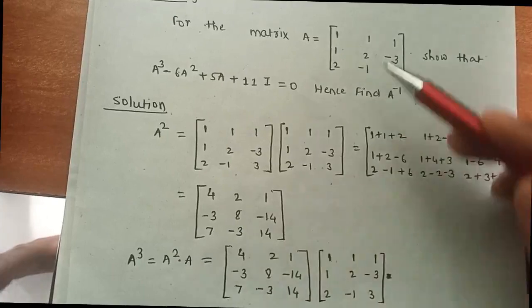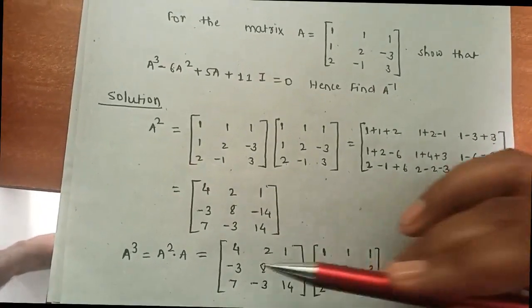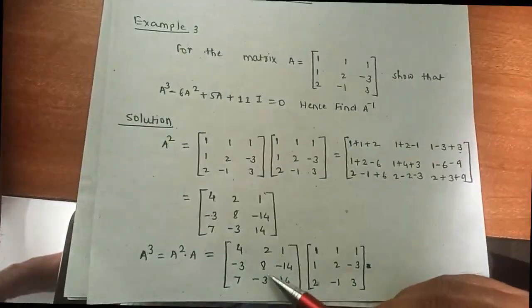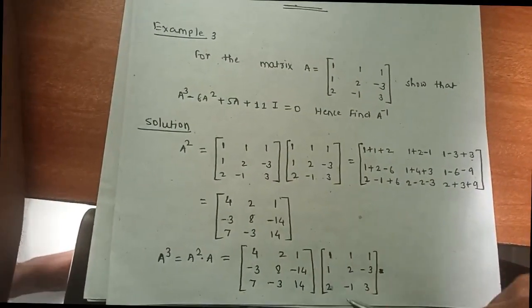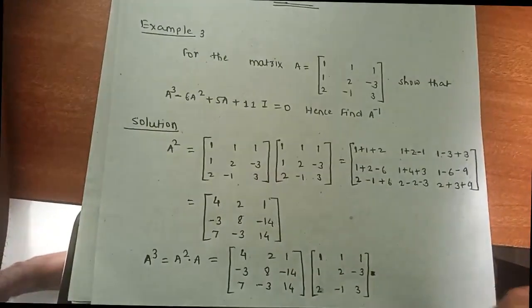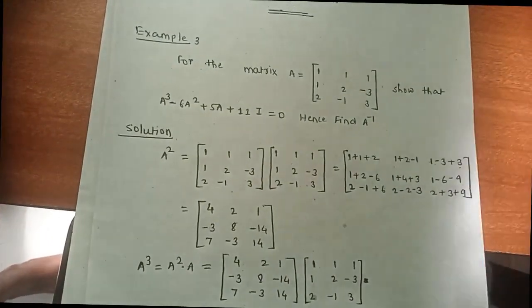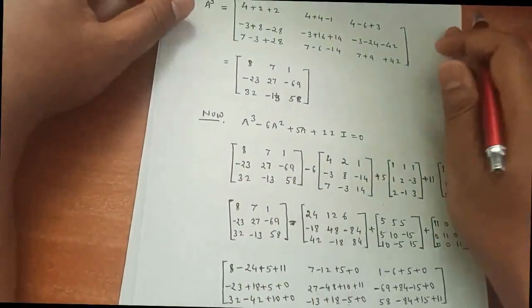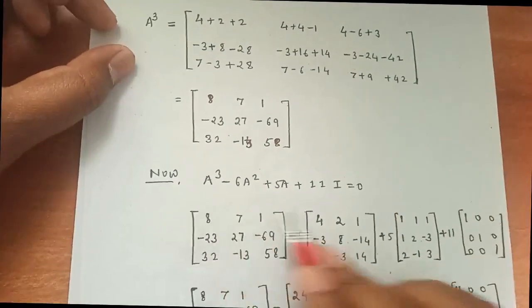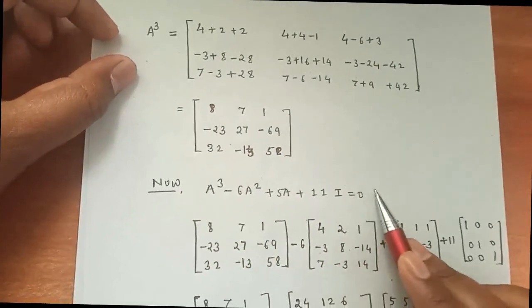So this is A square into A. Again the same thing: multiply first row into first column, first row second column, first row third column, again second row first column, second row second column, second row third column, again third row first column, third row second column, third row third column. After multiplying, we'll get a matrix like this. So this is the A cube value. Now this is the equation they have given, and we have to prove it is equal to 0.